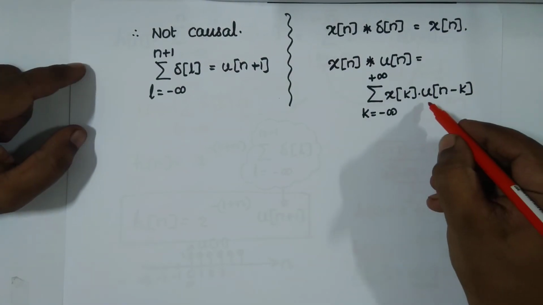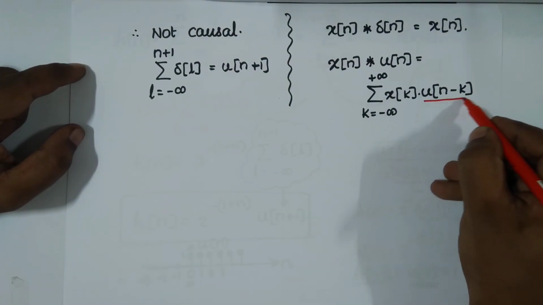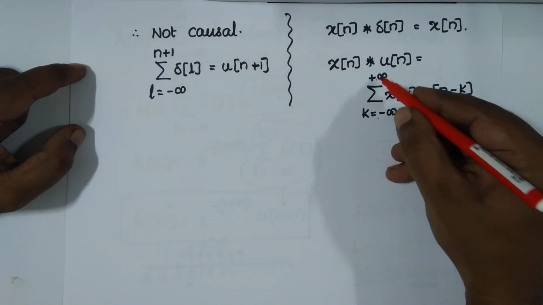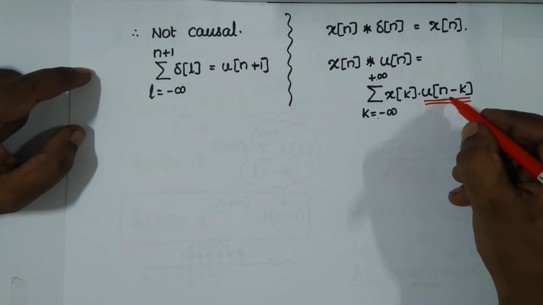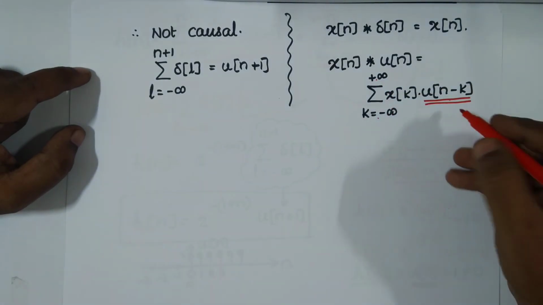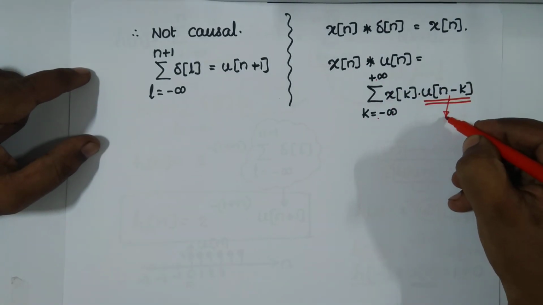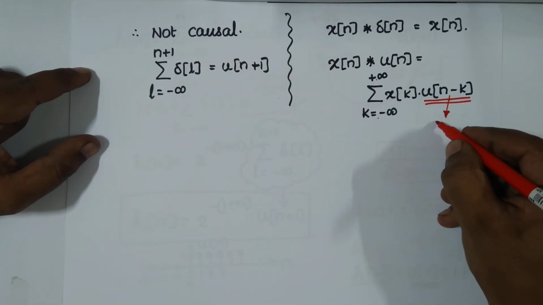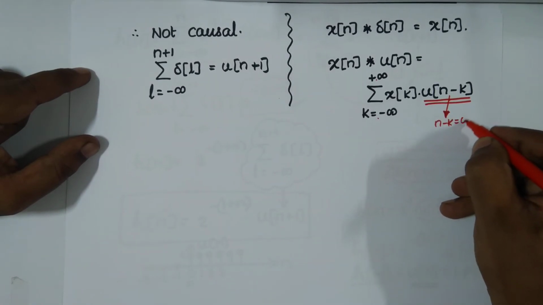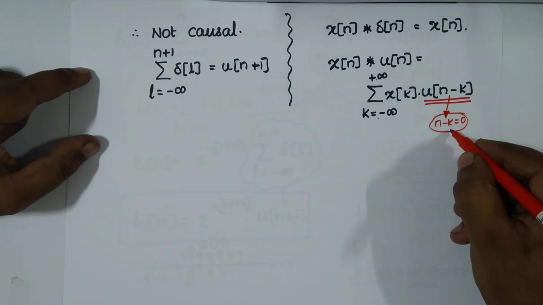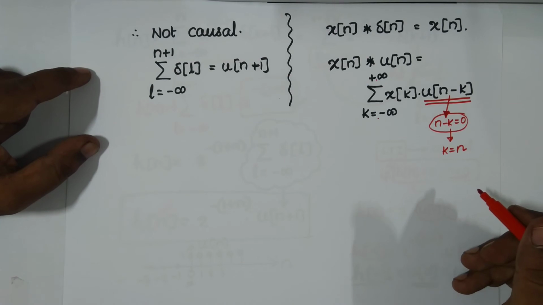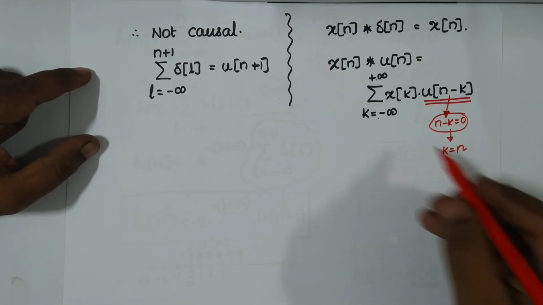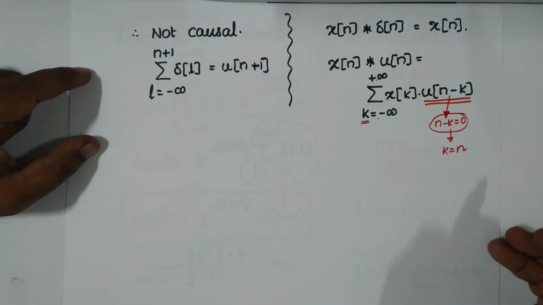You know what, the step function will always sacrifice for limits, always. Because of this step function, the limits are going to change. Now the shortcut is this: just make n minus k equal to 0. If n minus k is equal to 0, what is k? K is equal to n. Why are we going to find this k? Because the limits are running for the values of k.